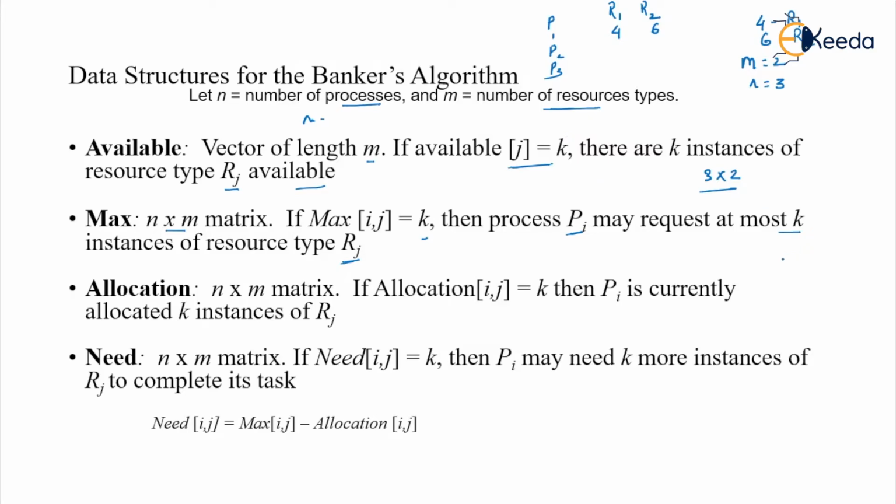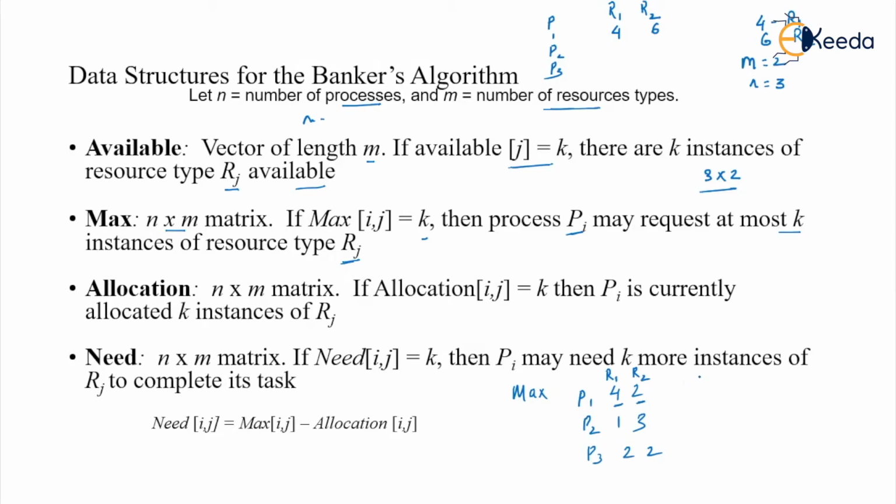So suppose I draw this matrix for you. Suppose this is P1, P2, P3, and this is my Max matrix, and suppose it is 4 2, 1 3 and 2 2. That means for resource type R1 the maximum that P1 can claim is 4, and for R2 the maximum it can claim is 2. 1 3 for process P2 and 2 2 for process P3.